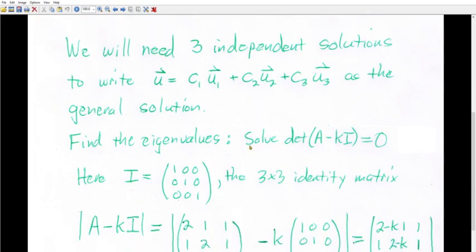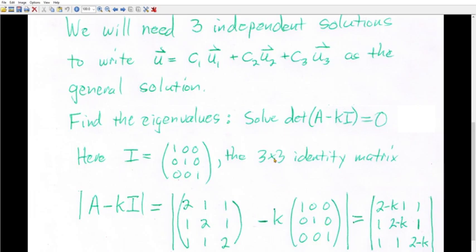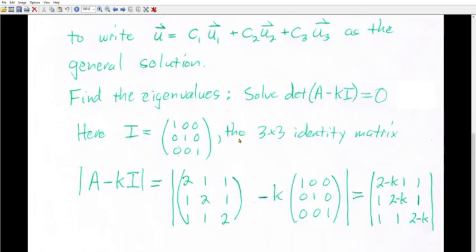And we solve for the determinant of A minus KI is 0. Now A is 3 by 3, so I is going to have to be 3 by 3 as well. So here I is the 3 by 3 identity matrix. 1's on the main diagonal, 0's elsewhere. You multiply any column vector here by this, and you just get the column vector back. Okay, so this is the 3 by 3 identity matrix.